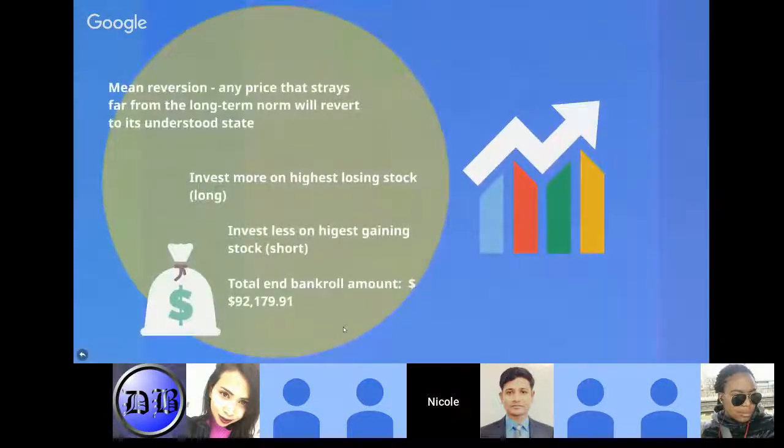For the mean reversion algorithm, it's similar to our continuation algorithm, except it invests in the opposite way. Normally mean reversion trading systems evaluate markets that are unusually high or low, taking into consideration the historical average of the price or return, or the average of the growth in the economy, or the average return of an industry. But for the purpose of this project, we simplified the algorithm to just invest less money on the highest gaining stock and invest more money on the highest losing stock.